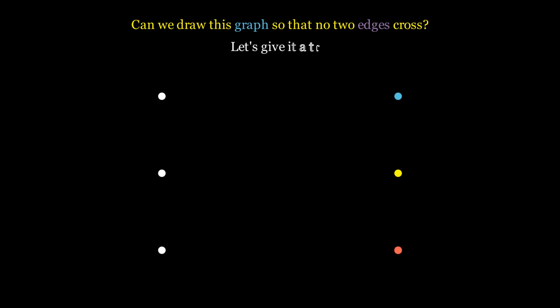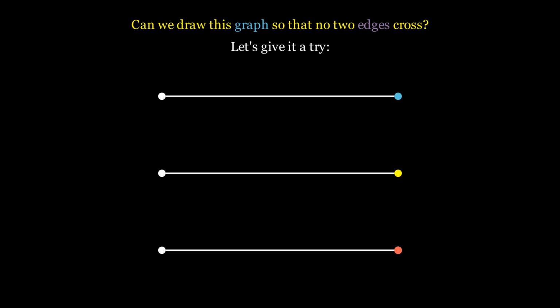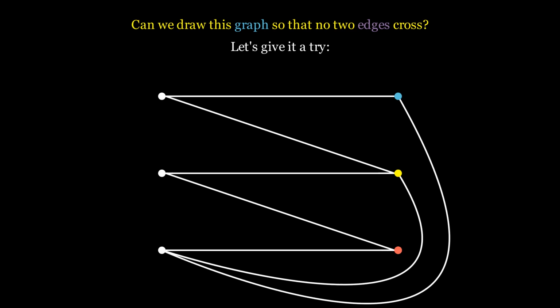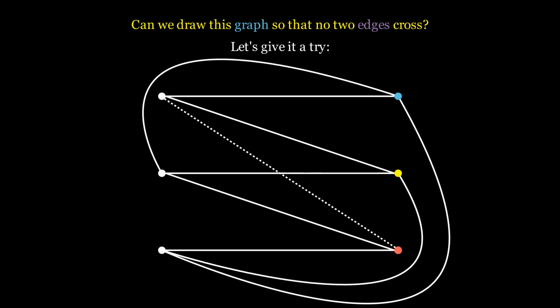Let's give it a try. Maybe we start with these horizontal edges and then draw some diagonals like this. Now our lines will have to curve behind the houses, which is fine, and I think we can fit one more in there like this. But now we have a problem. No matter how we try, we can't connect these two vertices without crossing some other edge.